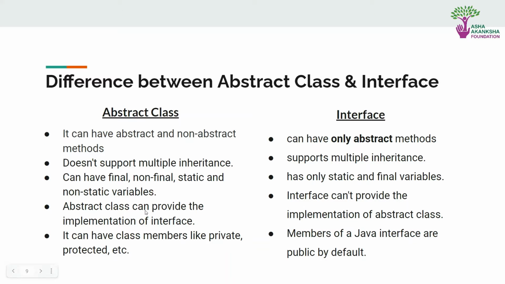Then abstract classes can provide the implementation of an interface, but interfaces cannot provide the implementation of an abstract class. Using an abstract class, you can make it work like an interface by simply making everything abstract. But you cannot do the same in reverse. So you can say that an interface is a special abstract class, while an abstract class is not a special interface. So it is a one-way relation. Then abstract classes can have private, protected members, etc. But members of a Java interface are public by default.